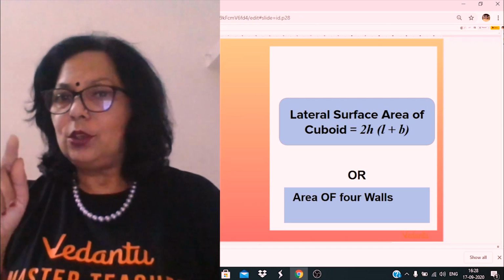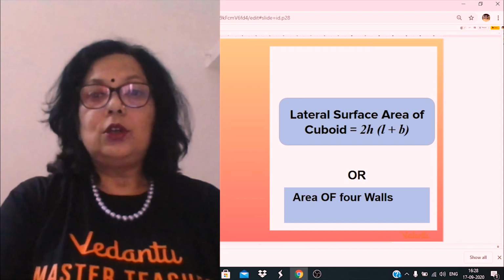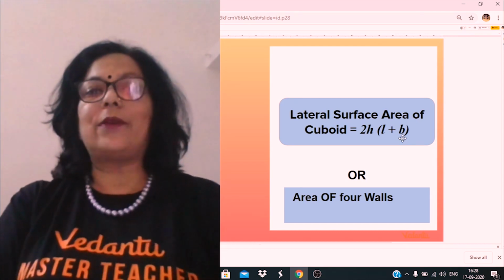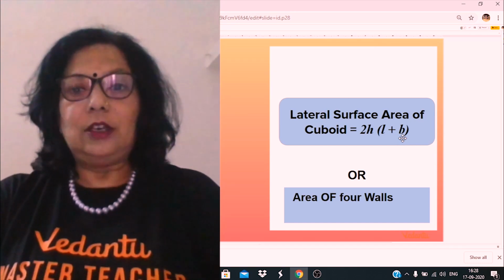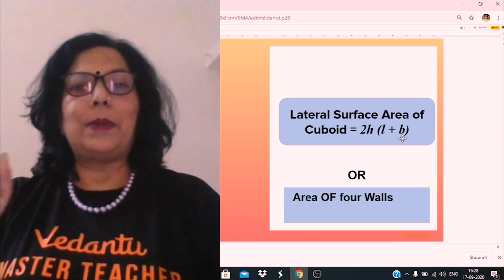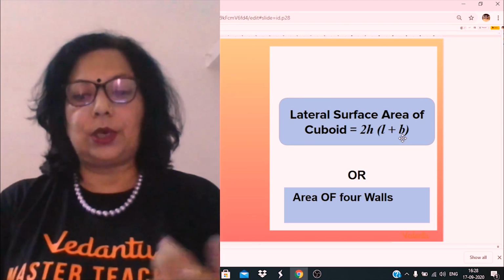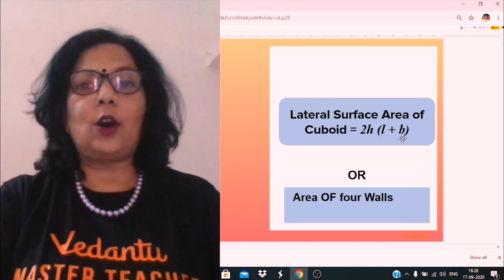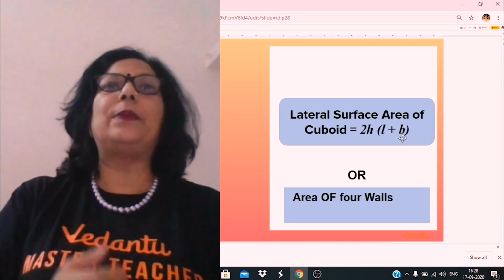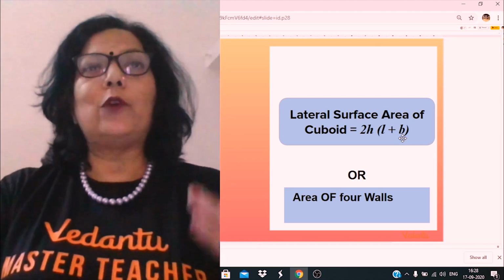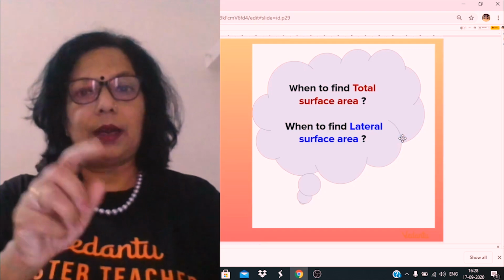Can you tell me 2(L plus B) is the formula of what? Think a little. 2(L plus B) is the formula of what? You have done it in class 5. It is the perimeter of the rectangle. So perimeter 2(L plus B) multiplied by height gives you the lateral surface area of a cuboid, or you can also call it the area of four walls. So if my area of four walls is 80 and the cost per meter square is suppose 10, then what will be the cost of the whitewash? It will be 80 into 10 rupees, 800.